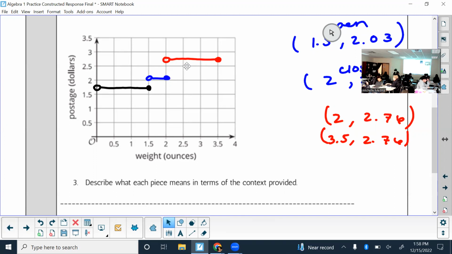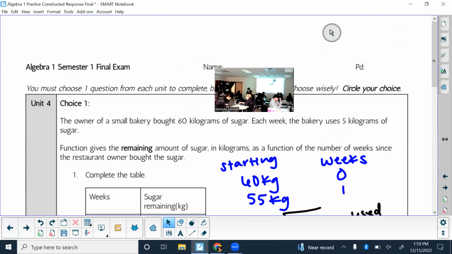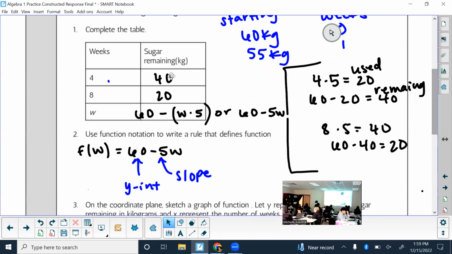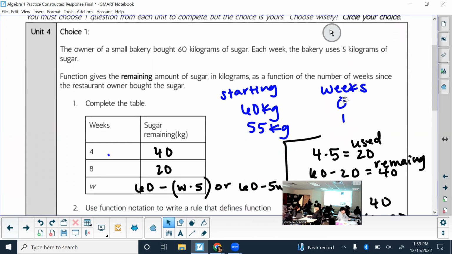Can you do the one where it's like use function notation to write the rule that defines on the paper? Yeah. Okay. So I don't know if we did this one or not, but we filled out the table, right? This one was about how much sugar is remaining. So they started with 60 kilograms. Each week they used 5 kilograms. So at 0 weeks, they have how many kilograms total remaining? 60. After 1 week, how much do they have?